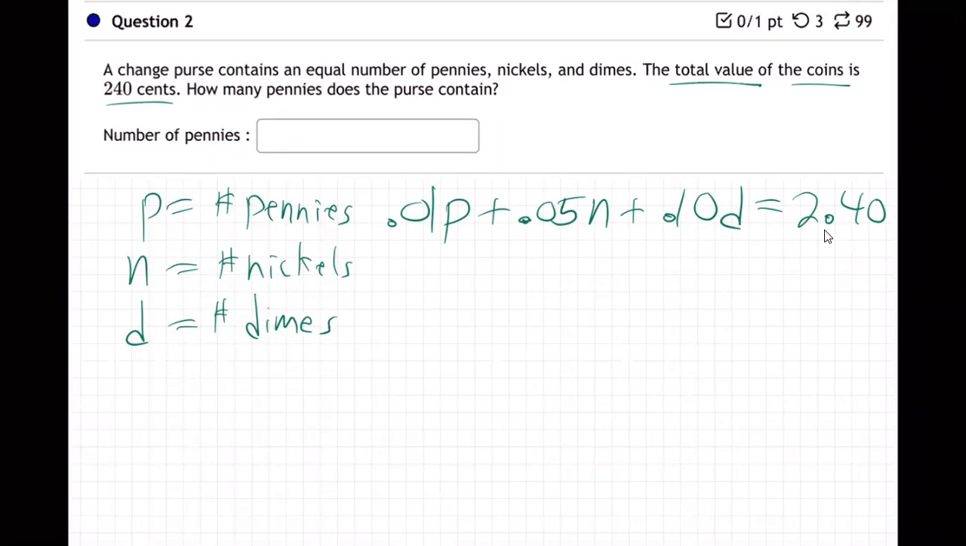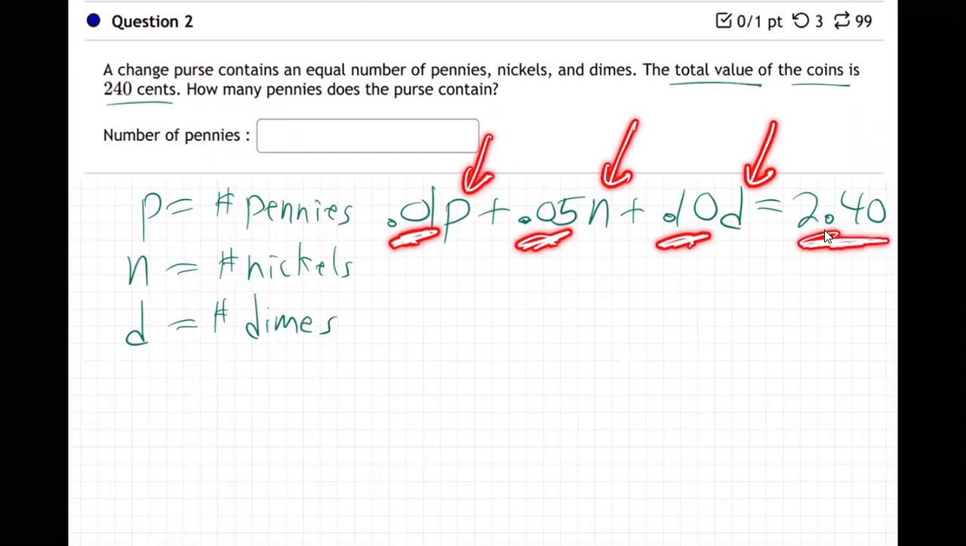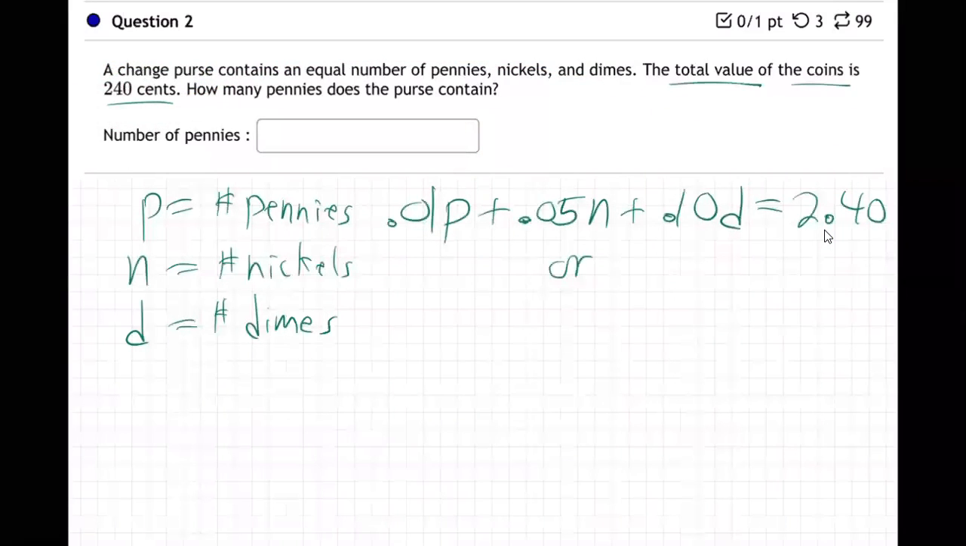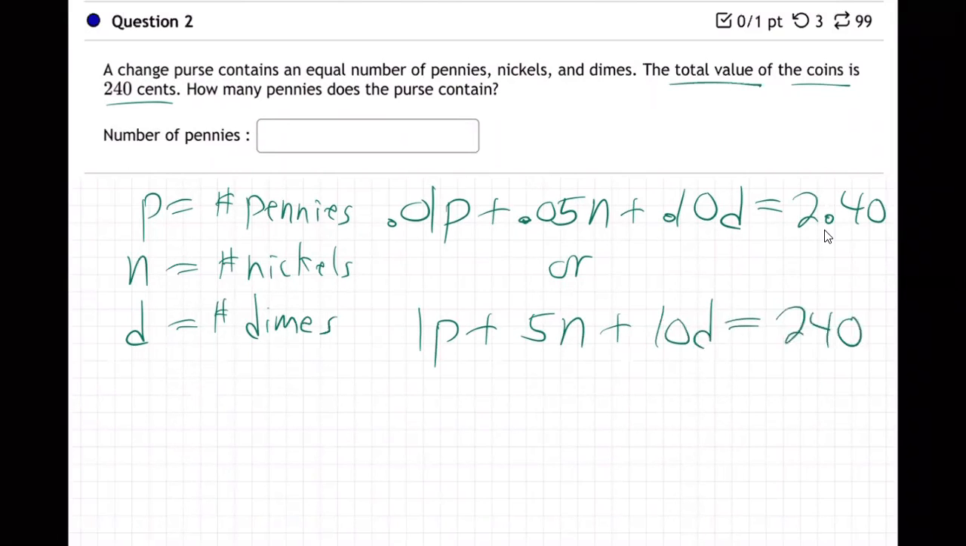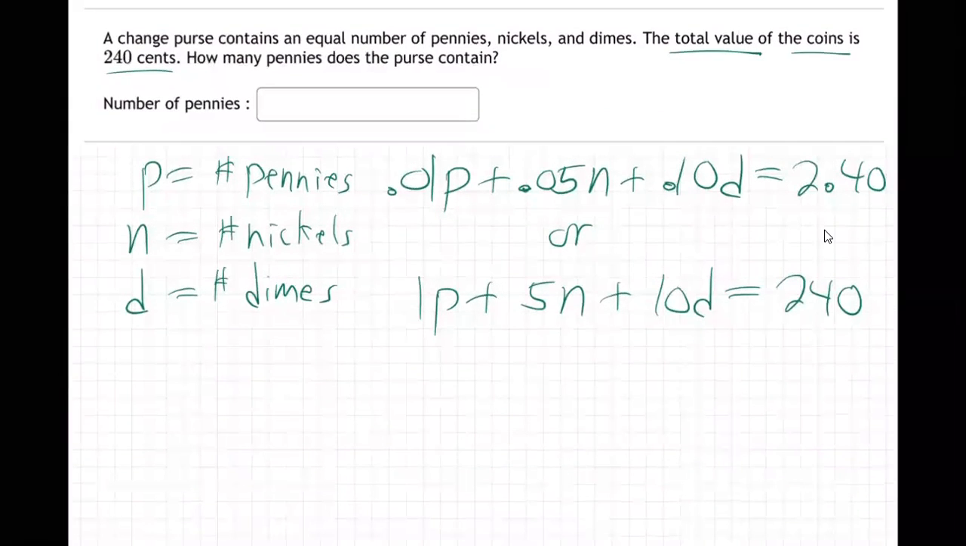So there's an equation, because however many pennies they have times 1 cent for each penny, plus however many nickels they have times 5 cents for each nickel, plus however many dimes they have times 10 cents for each dime, is $2.40, because that's what 240 cents means. Or you could just go 1P plus 5N plus 10D is 240. You can just skip all the decimals and go straight to cents.